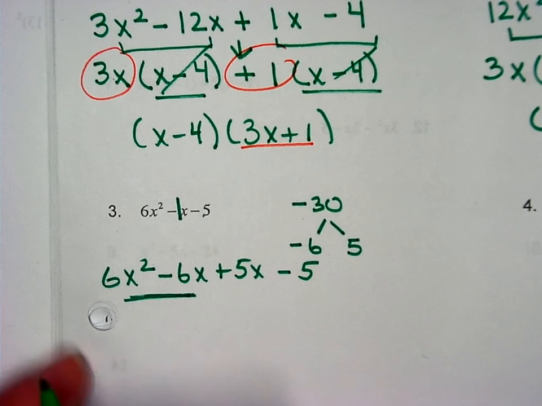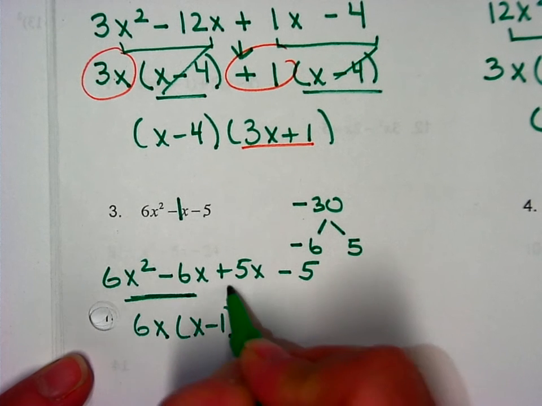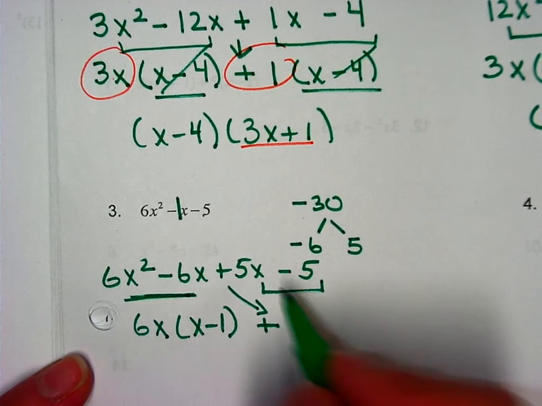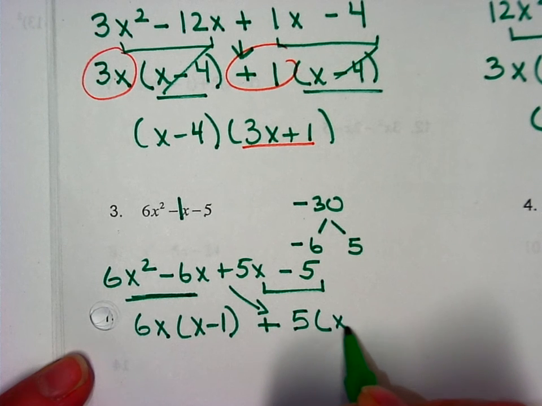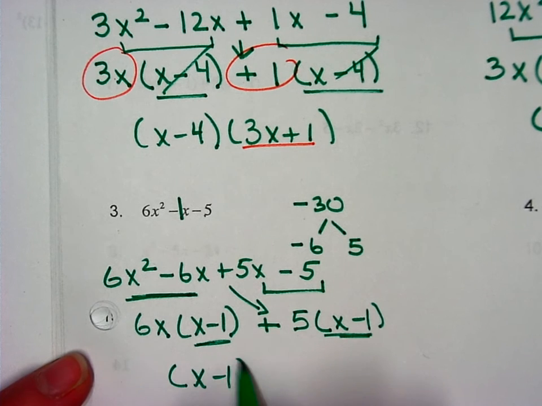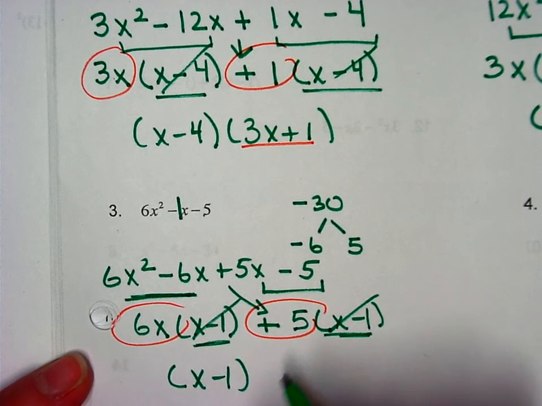Take two at a time. I have a 6x and an x minus 1. Bring down the sign. Look at the next two and find your GCF. I see a 5. You're also left with an x minus 1. These should always be the same, right? So that goes in your first parentheses, and then whatever you have left over is going to be your second parentheses, and this is your answer.